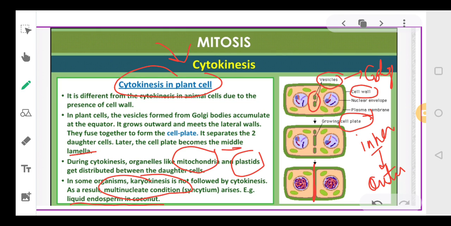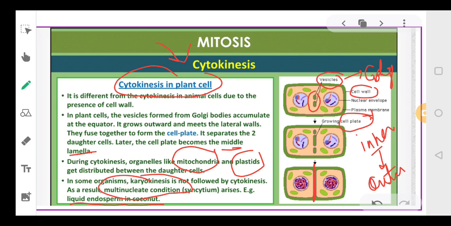So in coconut, you see this condition, where the nucleus divides but the cytoplasm does not divide. So that is why you have many nuclei present in a single cell. So you have a multinucleated condition, and that you see in case of the liquid endosperm, which is observed in case of coconut, right? I hope everybody has understood.